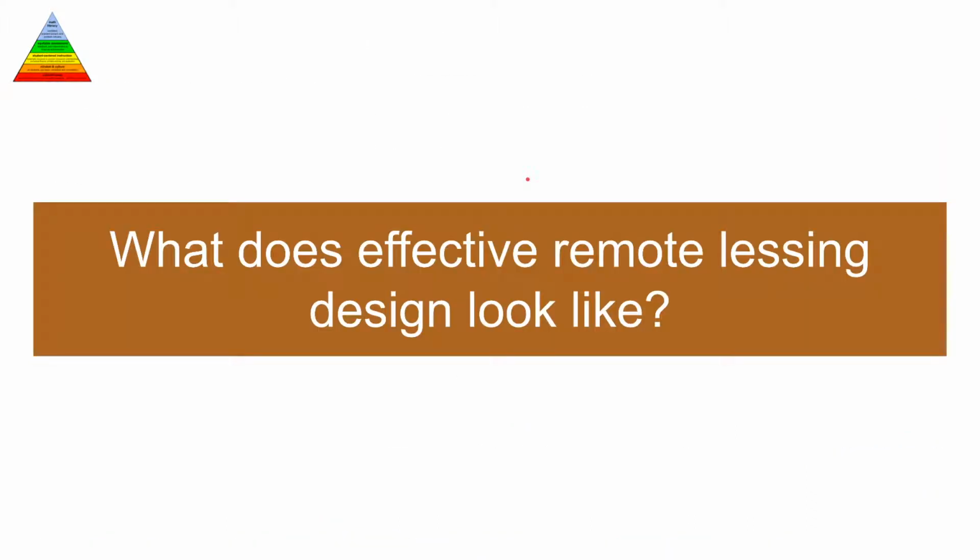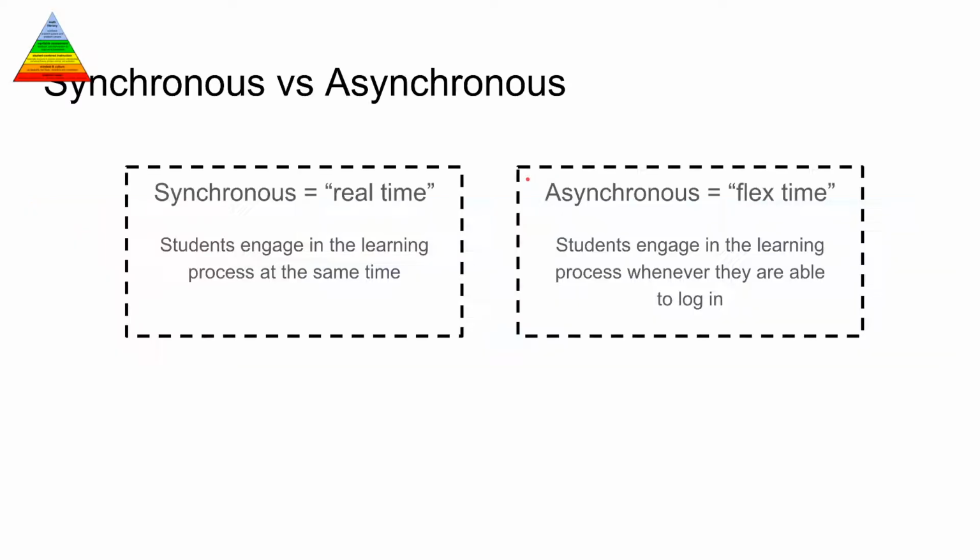So what does effective remote instruction look like? First, a couple of key words: synchronous and asynchronous. This is crazy important with the distance learning environment that we're currently in. Synchronous means real time, meaning all the students are engaged in the learning process at the exact same moment. Classrooms where all the kids are seated and listening to the teacher talk are an example of synchronous instruction. That's something happening in real time, and all the kids are doing it at the same time.